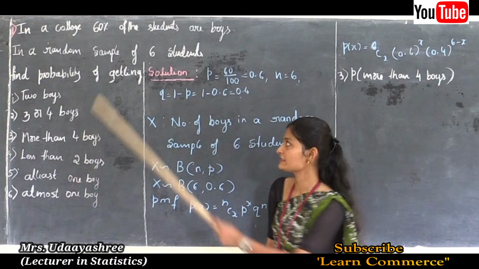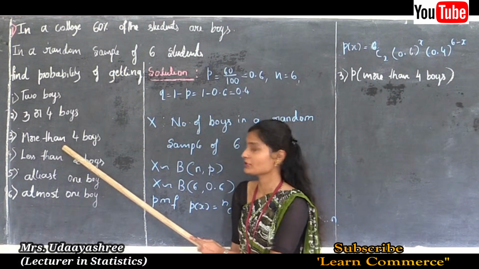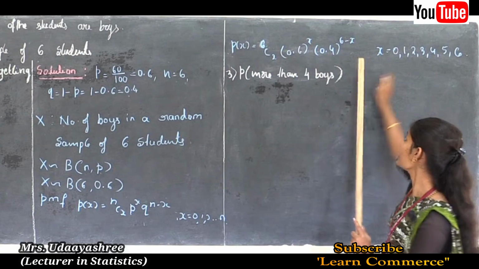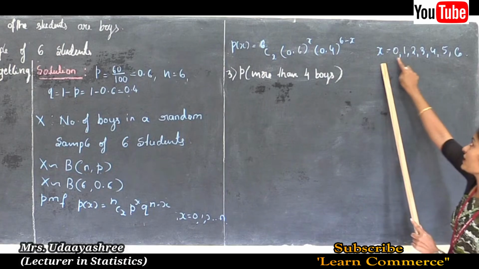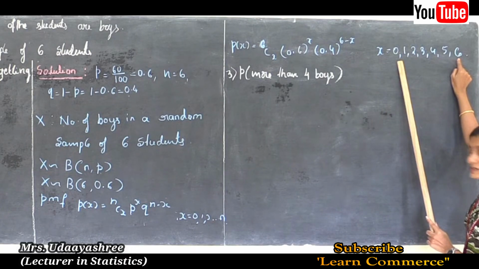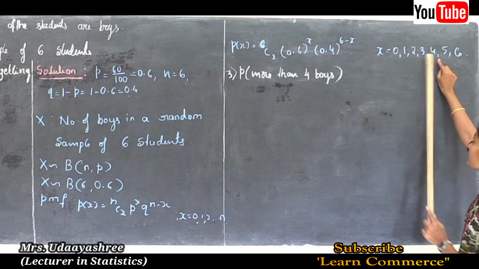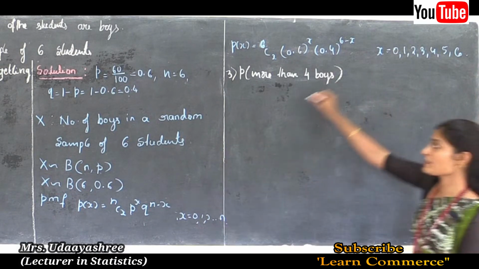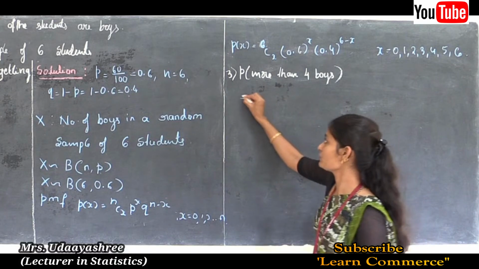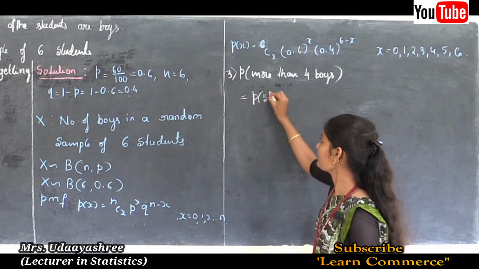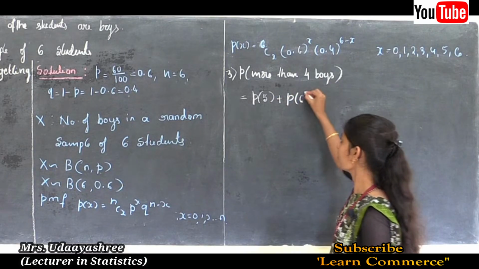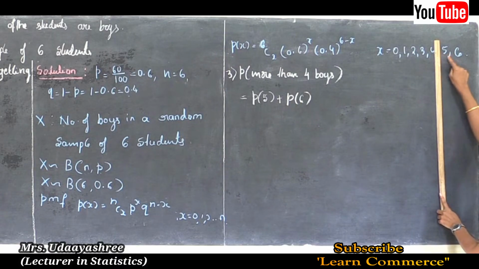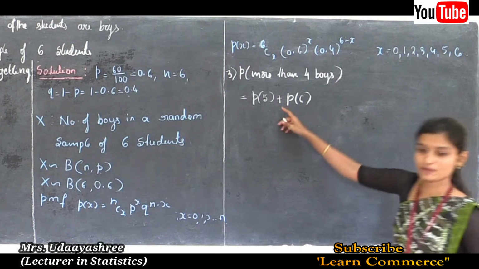Okay, next let us see probability of getting more than 4 boys. You can see in our x, in our range, it is 0 to 6. So, more than 4 in the sense the remaining values are 5 and 6. So, the probability of more than 4 boys is equal to P of 5 plus P of 6, because in our given range the remaining values are 5 and 6. So, this is probability of 5 and 6.